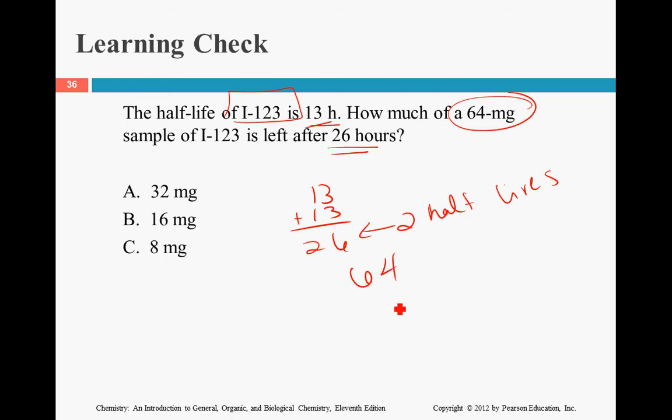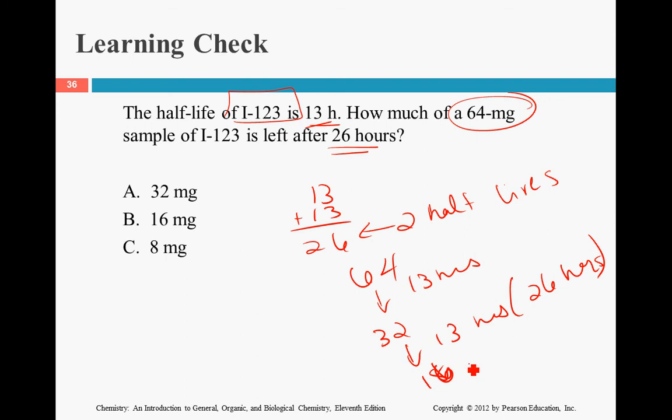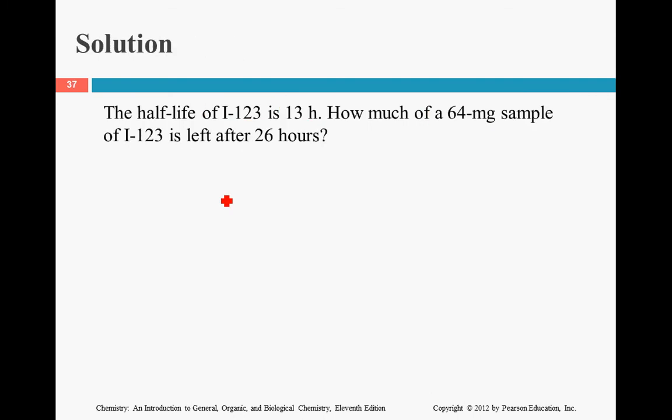After the first 13 hours, it's going to get divided in half, so that comes down to 32. Another 13 hours, which is 26 hours, it's going to be 16 milligrams. And that's how we get B. And that's how you perform half-lives.